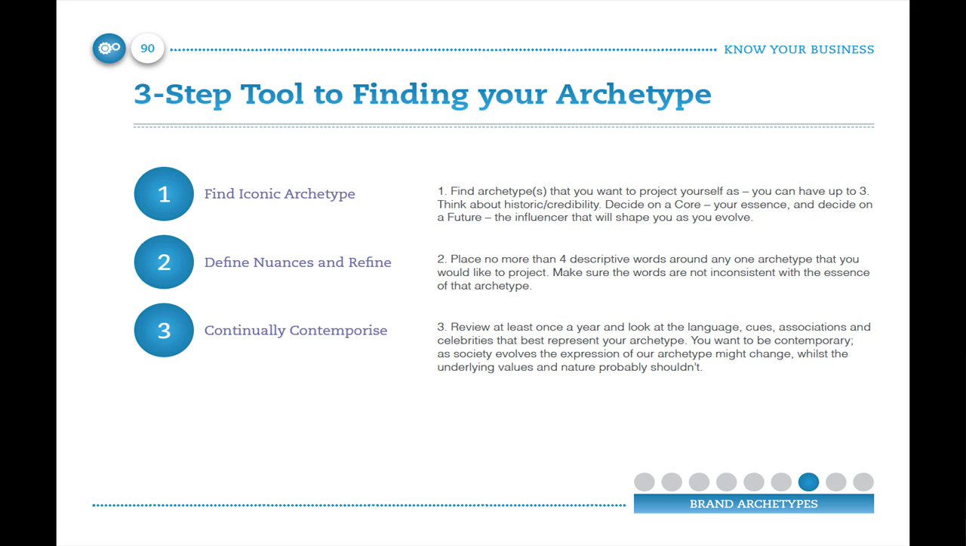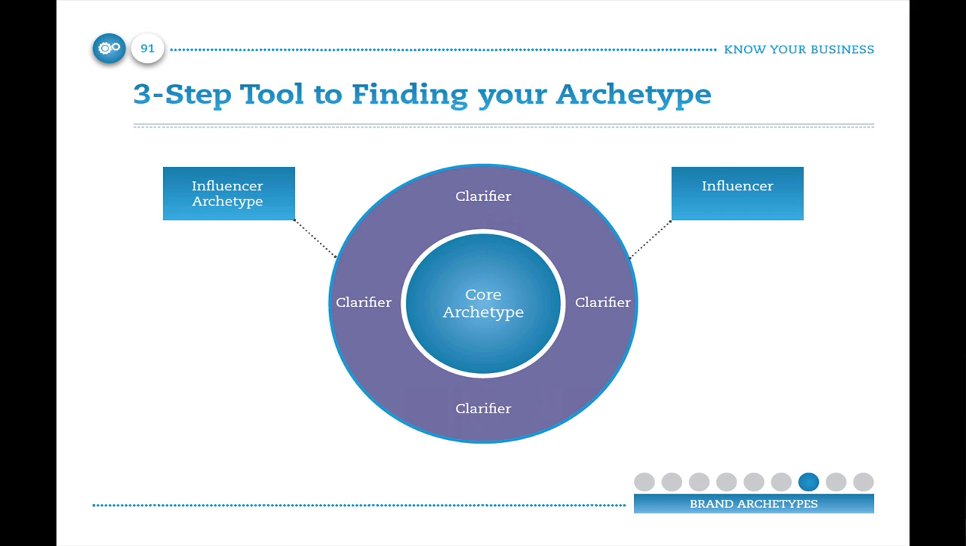And then continually contemporize. And the way we have a model is we say to the left we have an influencer archetype, which is a foundation. So obviously for some categories there are norms. So for professional services, there's going to be an element of the sage because you're giving advice. We put that as an influencer or a foundation archetype that you just need to be aware of and not act inconsistent with, but it's not your core.